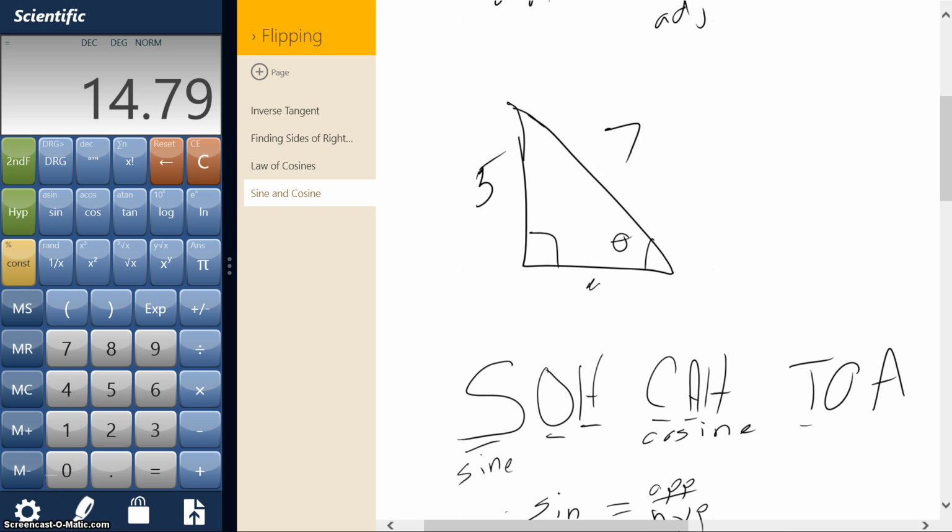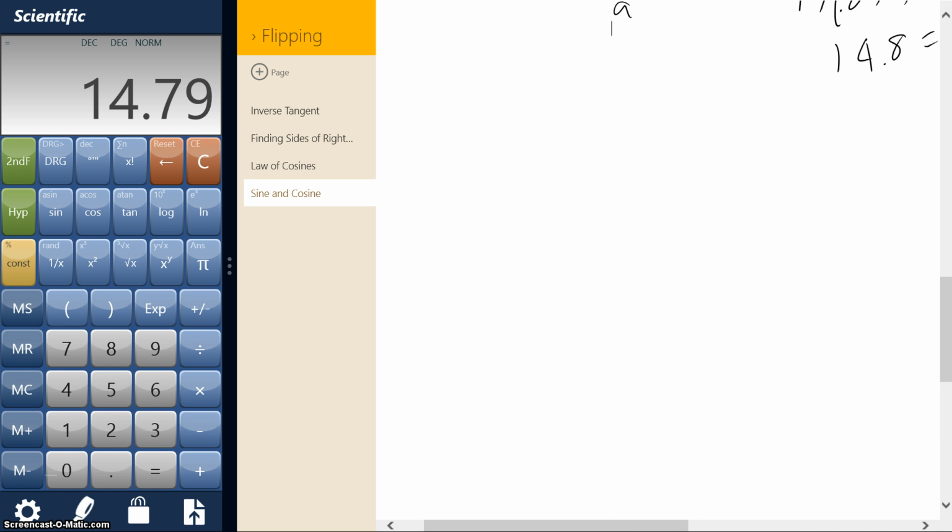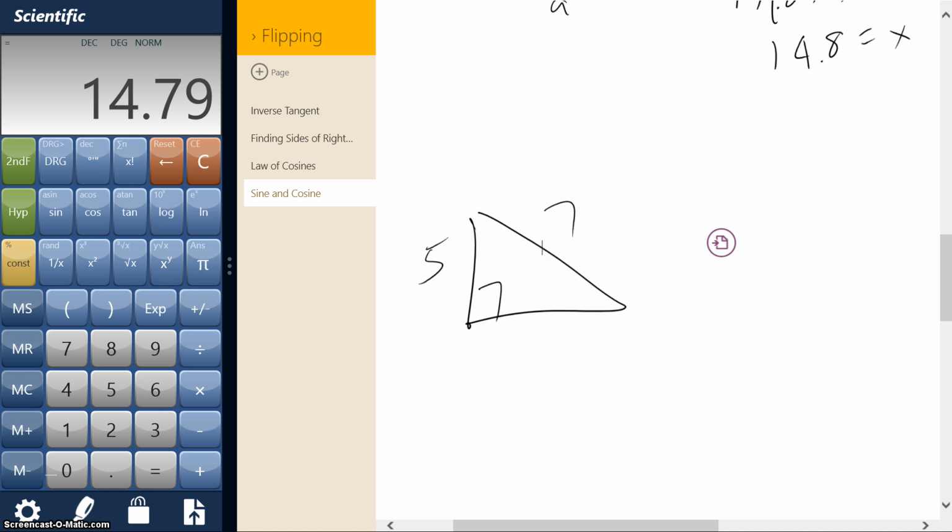So let's use this guy from earlier, the 5 and 7. Okay, I'm going to recopy it down here. Again, right triangle. This guy over here was 5. This guy was 7. Well, let's do this one with cosine. So let me make this my theta.